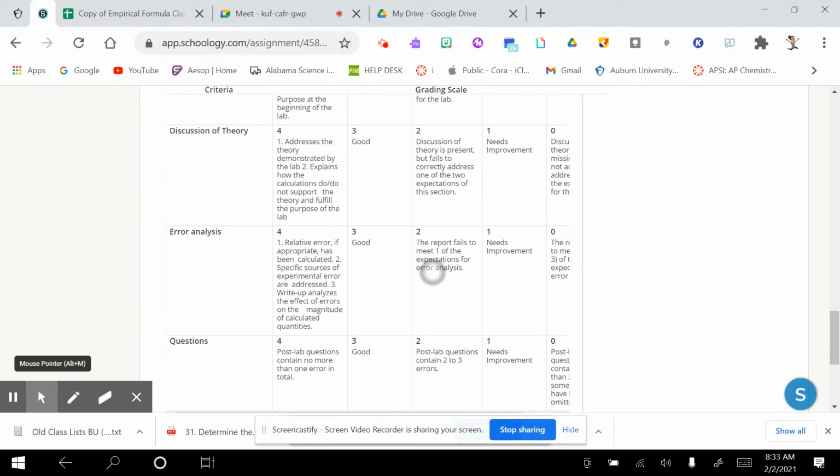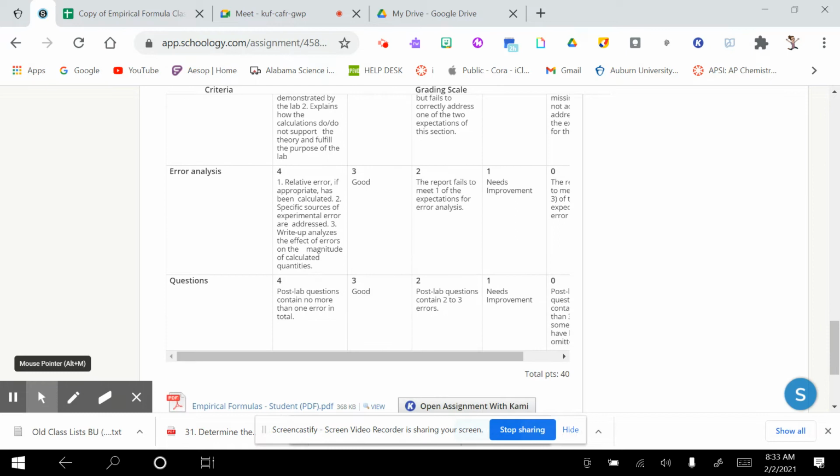Error analysis, you're doing a percent error. So if yours comes out to be 21% error, which is entirely possible, you need to state that, and you need to maybe offer some explanations as to why that may have happened. The write-up analyzes the effect of errors. Specific sources of experimental errors are addressed. Maybe you heated it too fast. Maybe this, maybe that. So you got to think about it. There's not one specific answer.